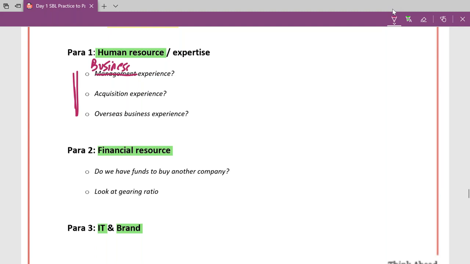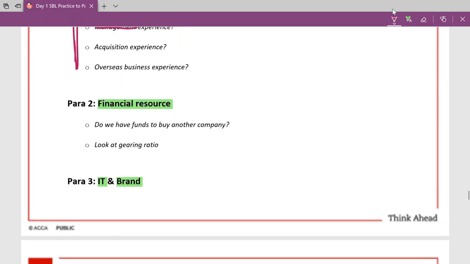And lastly, if it's an overseas acquisition, we need to see whether we have overseas business experience, yes or no. Just remember these three things, okay? Under financial resource, we need to see two things. We need to see whether we have the funds to acquire the company. Obviously, if we are thinking of acquisition, we should have the funds. This is what exactly we will check.